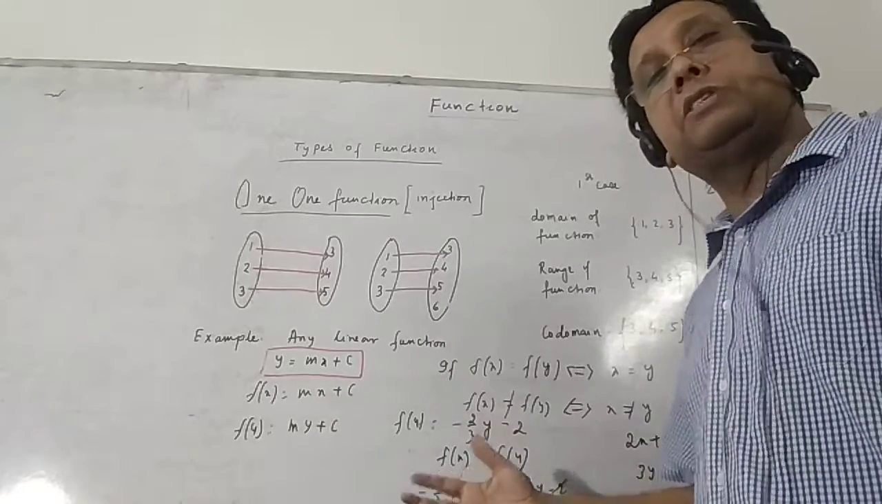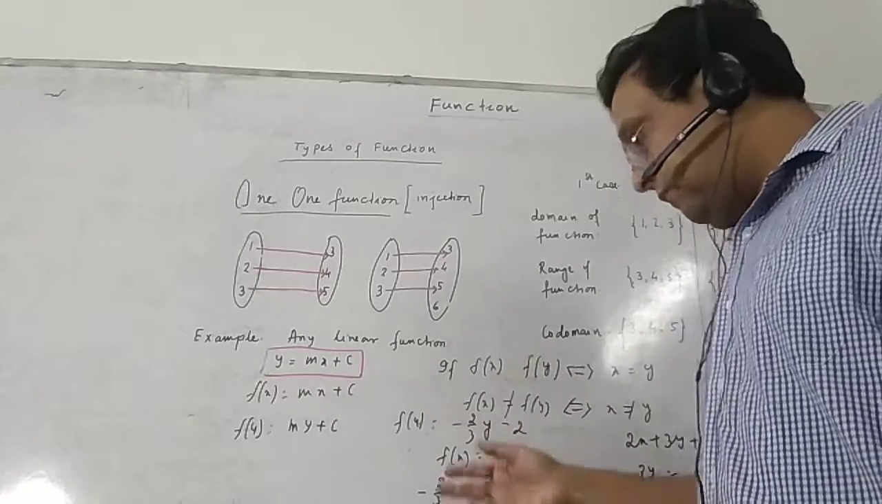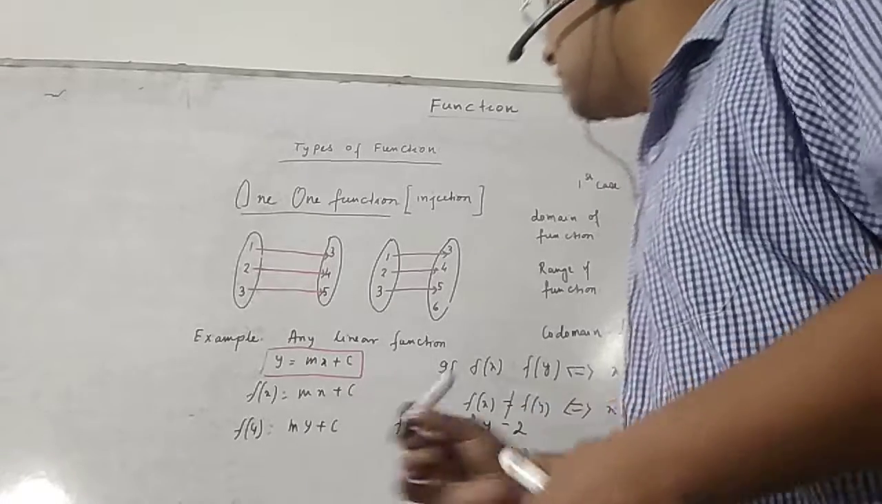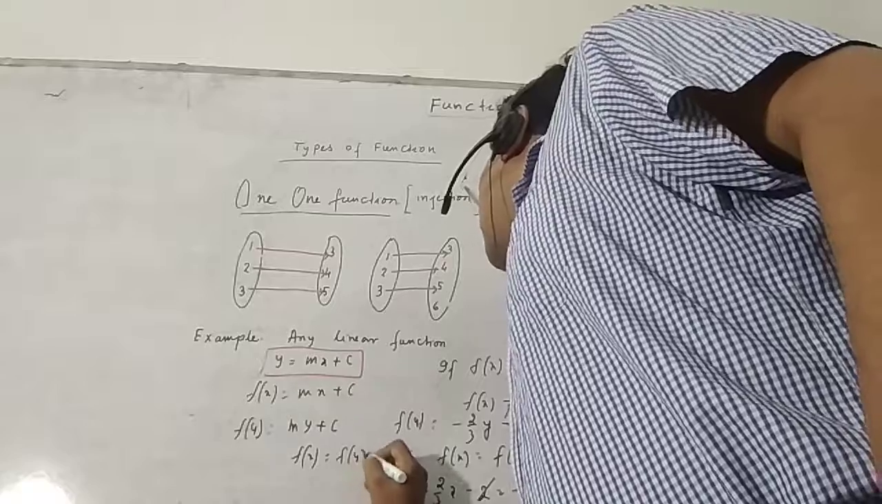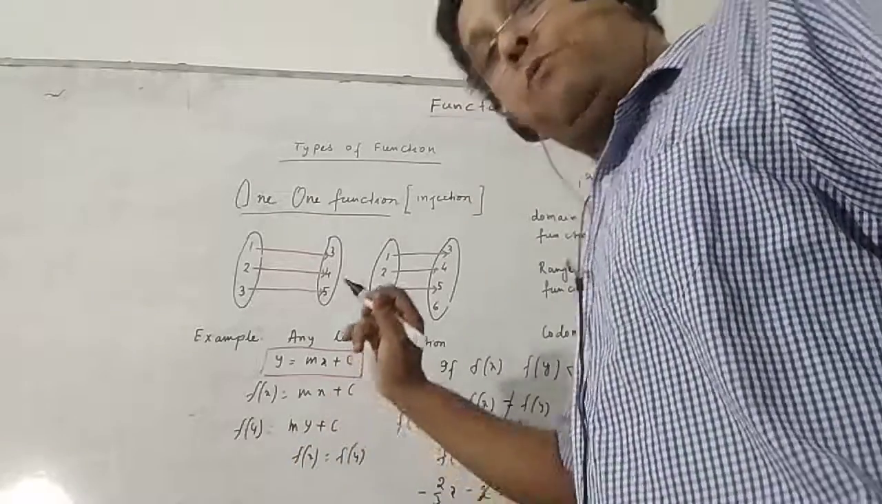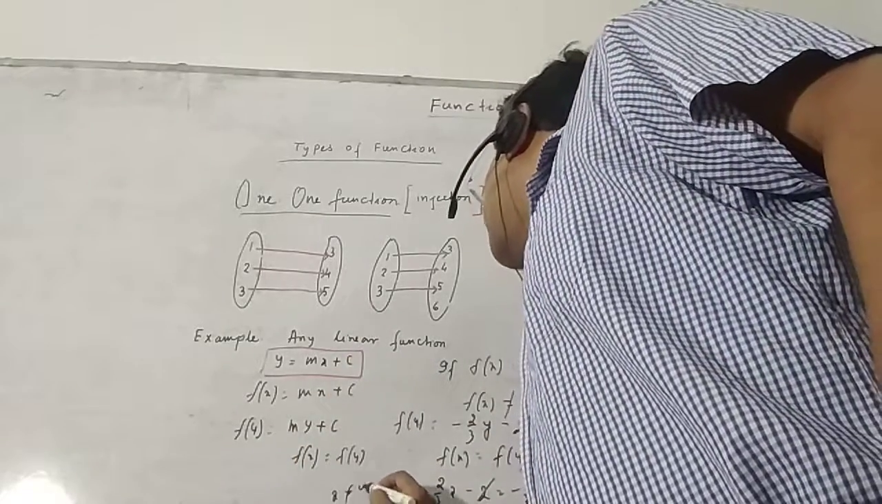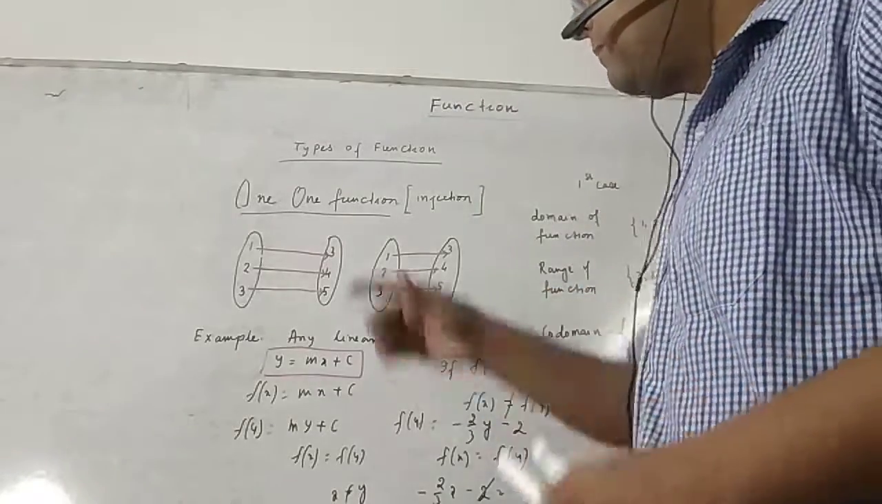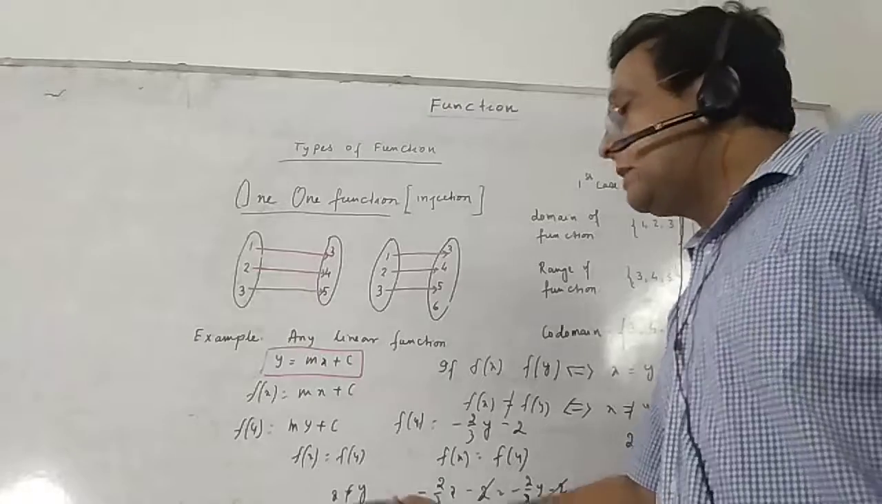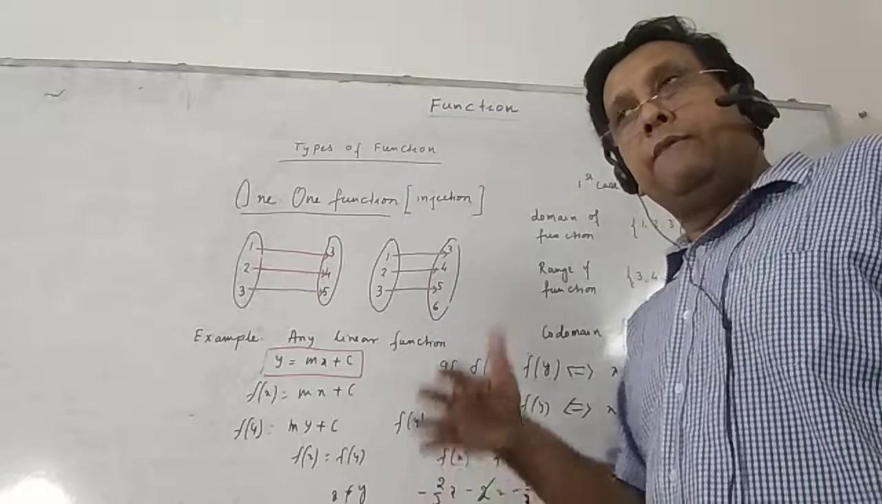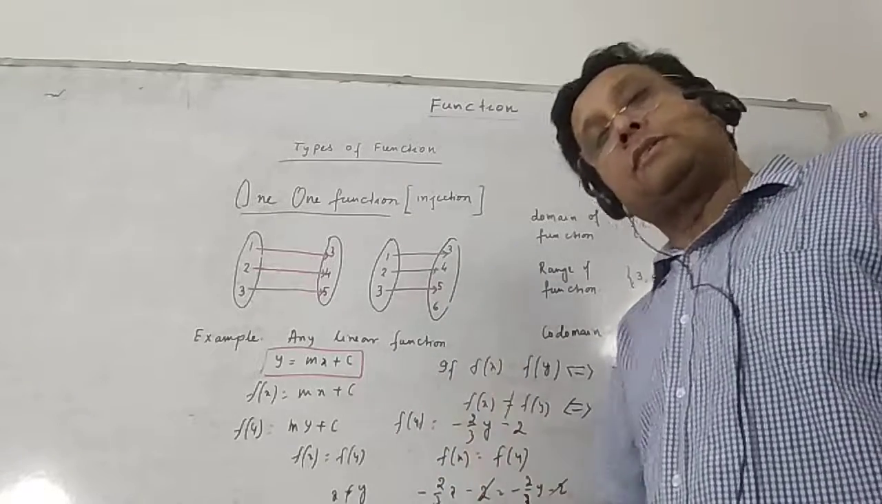But if a function is not one-one, if we say that f of x is equal to f of y, in some cases, suppose f of x is equal to f of y, and if we can prove that x is not equal to y somewhere, then we can say yes, this is not a one-one function, and as it is not one-one, it is a many-one function. Okay, that we will discuss in our next class. Thank you.